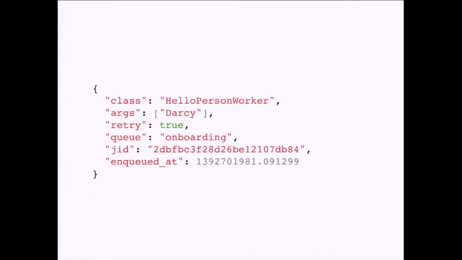Next, once that's actually called, it does a bit more magic under the hood. It converts it to a JSON job object. So you'll see again, our class is now the name of the class in Ruby. Our arguments are as they were, and a bunch of extra stuff.